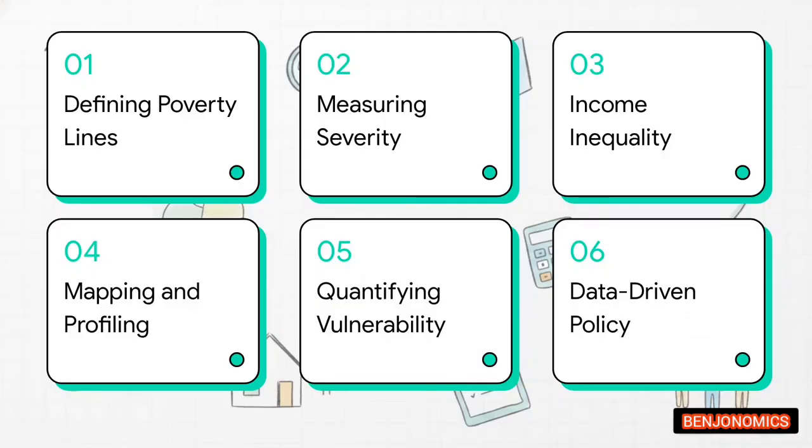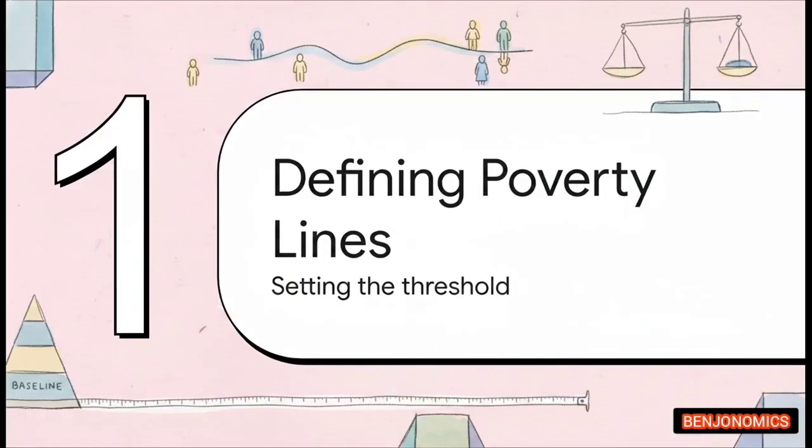So here's our game plan. We'll be using a micro to macro to future framework today. We're going to build up from individual household baselines, scale all the way up to societal inequality, and finally forecast future vulnerability using regression techniques. As you can see, we've got 6 parts to cover, taking us from the raw definition of poverty all the way to data-driven policy solutions. Let's get into it.